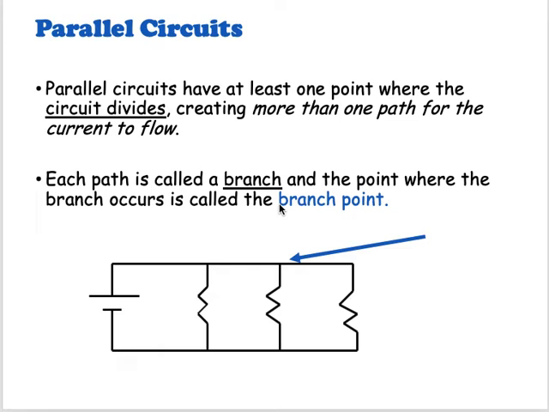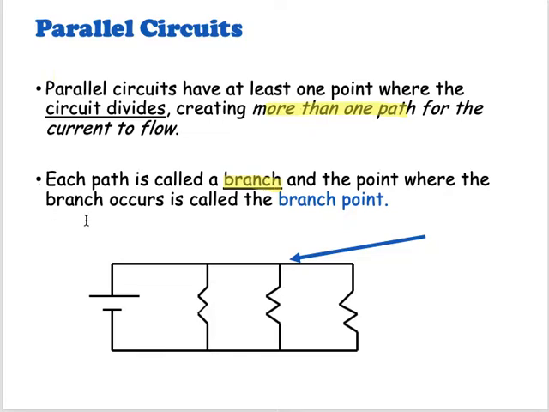Okay, so in this video, we're going to talk about parallel circuits. We've already previously talked about series circuits. Remember, in a series circuit, there's only one path for the electricity to flow, but in a parallel circuit, the path divides, and that creates more than one path for the current to flow. Each path is called a branch, and the point where the branch occurs is called the branch point.